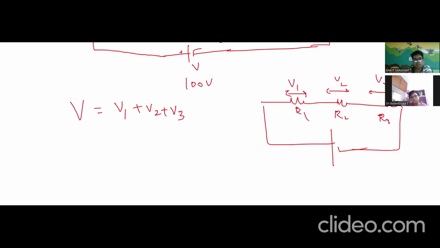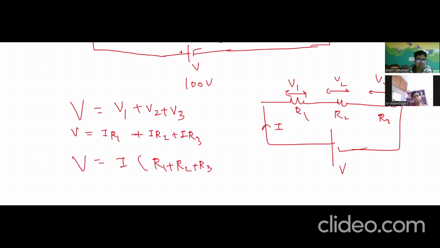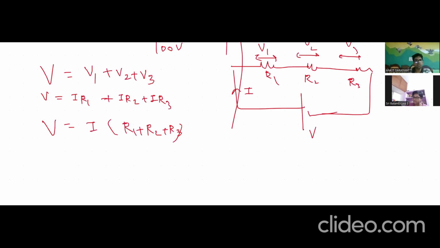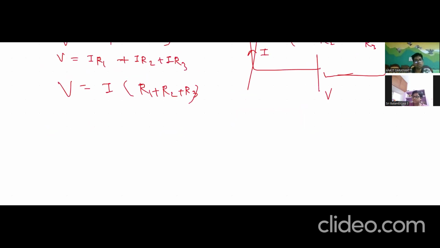So can I write V1 is equal to, as per Ohm's law, I into R1? Like this, I into R2, I into R3. So V will be what? I times R1 plus R2 plus R3. So what is this? R1 plus R2 plus R3, what is it? It is the equivalent resistance, R equivalent.